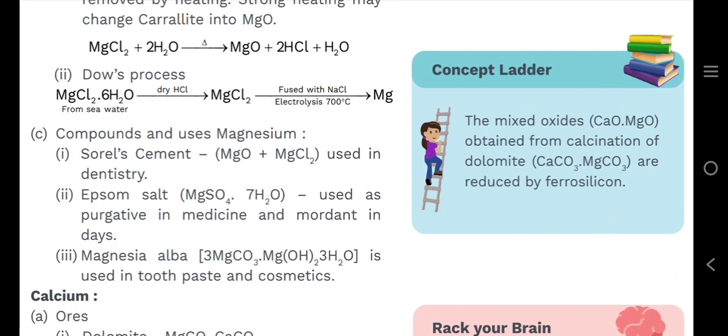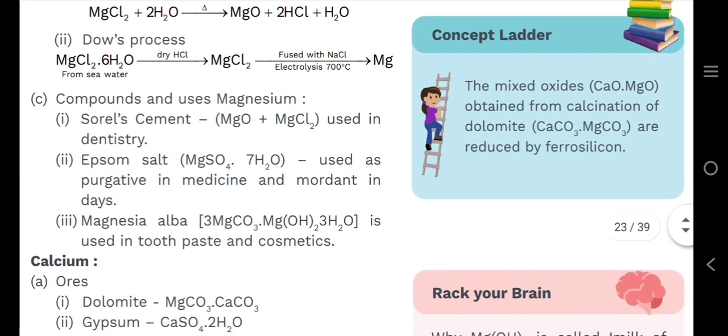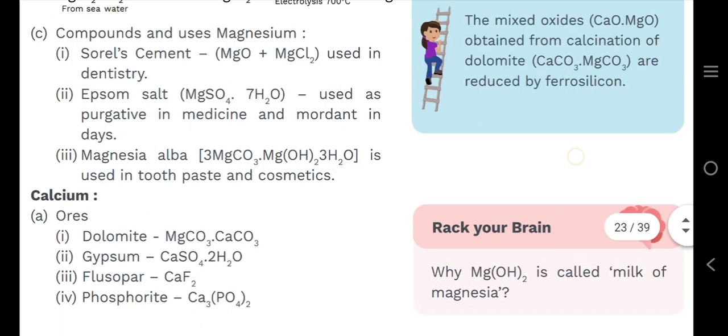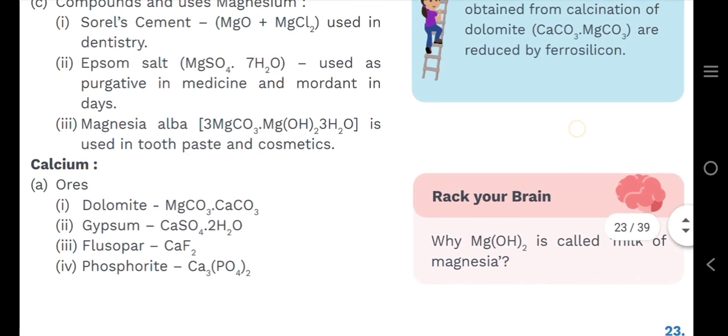Compounds and uses of magnesium. Sorel cement, MgO plus MgCl2, is used in dentistry. Epsom salt, MgSO4.7H2O, is used as a purgative in medicine. Magnesia alba, 3MgCO3.Mg(OH)2.3H2O, is used in toothpaste and cosmetics.